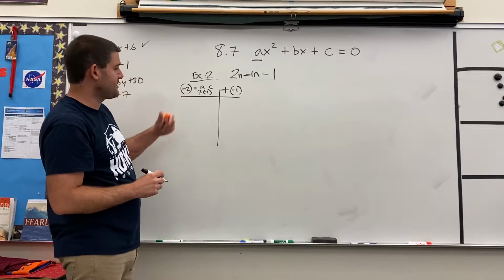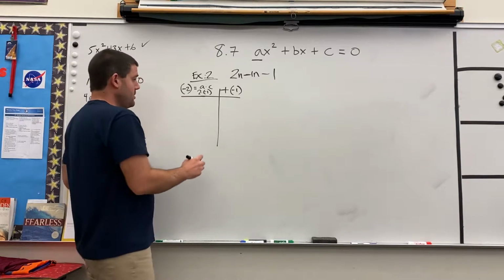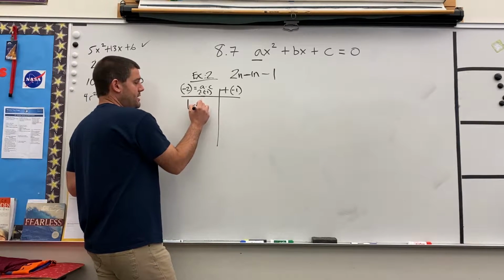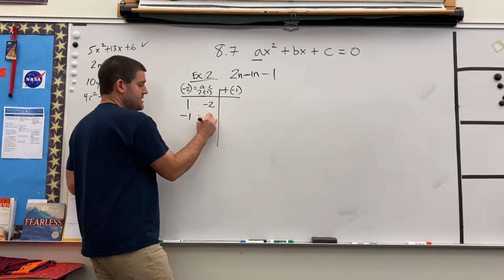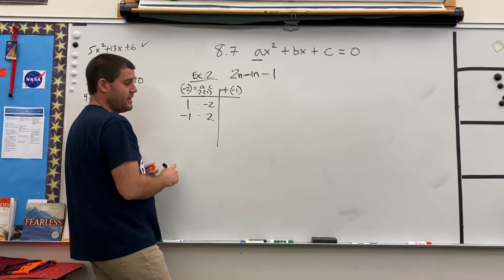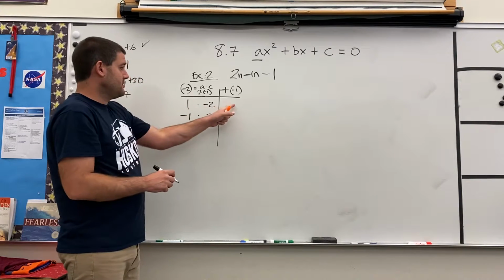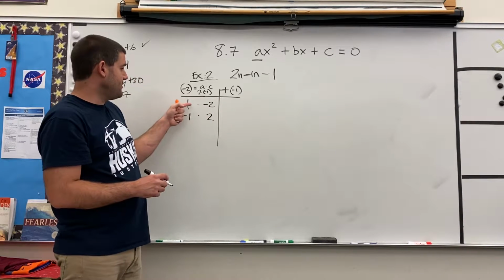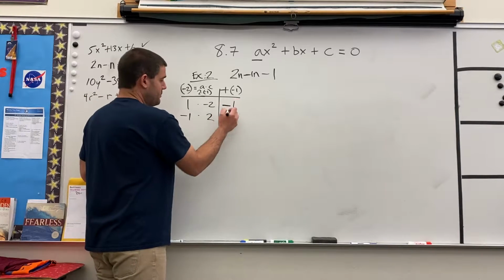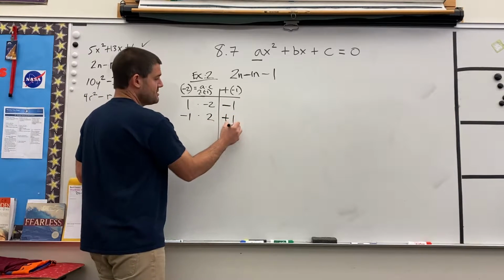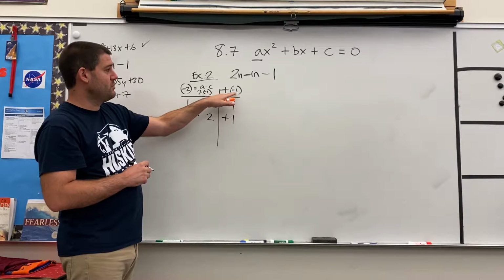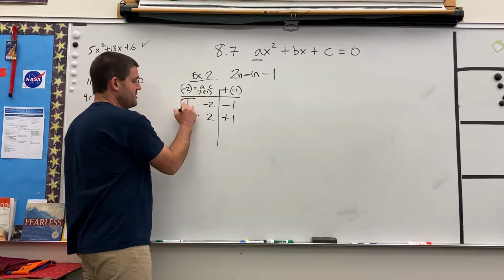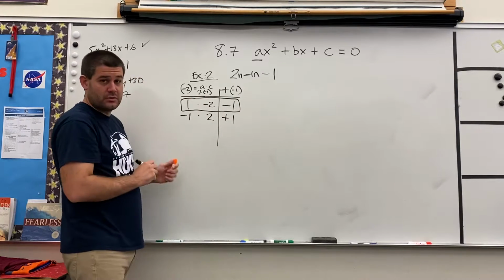Well, let's look at the factors that get us to negative 2. We have 1 times negative 2. We have negative 1 times positive 2. And well, that's it. When we add these two together, we get negative 1, and here we get a positive 1. Like I said, we want this to be negative 1 when we're done. So this is our guy that we're looking for.